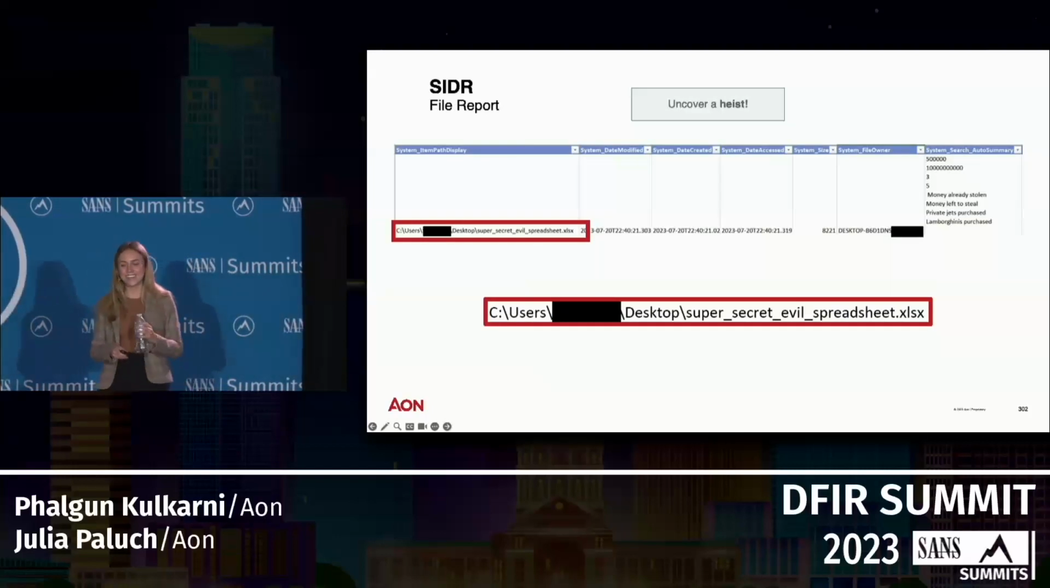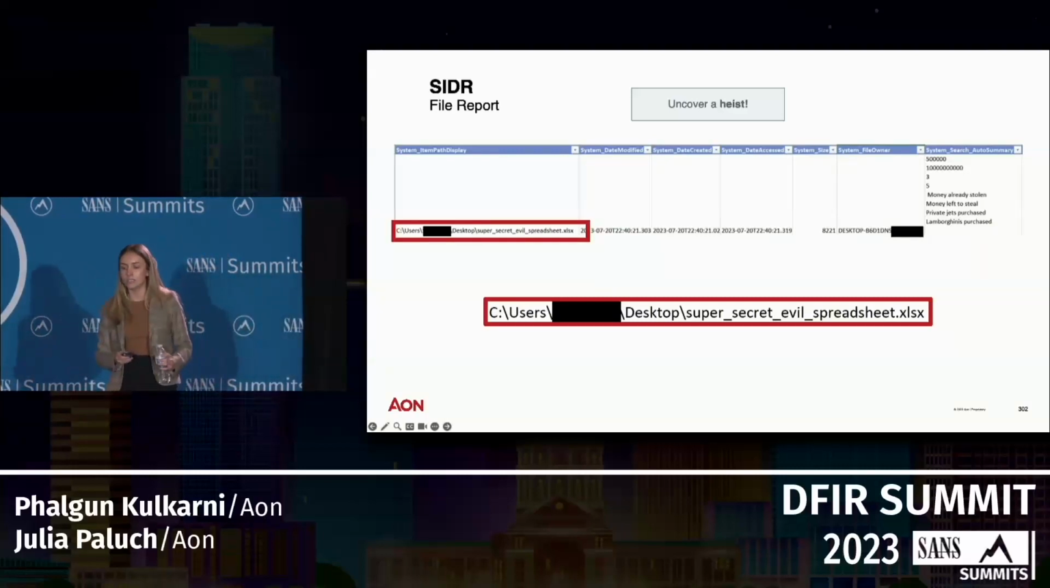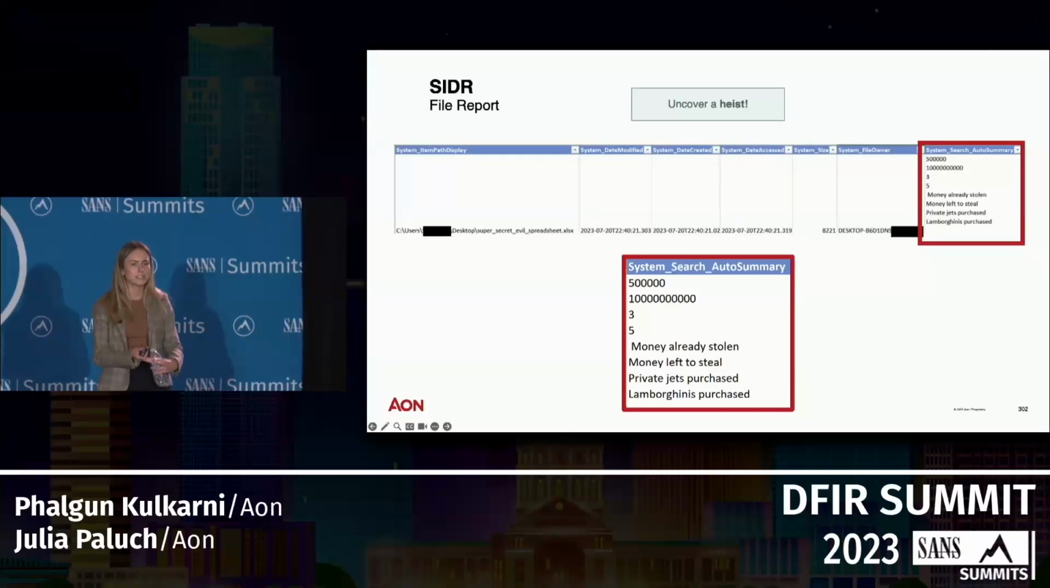Thank you. Okay, so here is the file report. Let's say you're performing an investigation and you're uncovering a huge heist, and you find a file that's called Super Secret Evil Spreadsheet, and thankfully, CIDR gives you the auto summary in a neat little column in the CSV report, and you find that these people were going to steal a ton of money and they had already bought a bunch of private jets and a bunch of Lamborghinis. So thank you, CIDR, for this beautiful file report where you can figure out that this happened on this system.